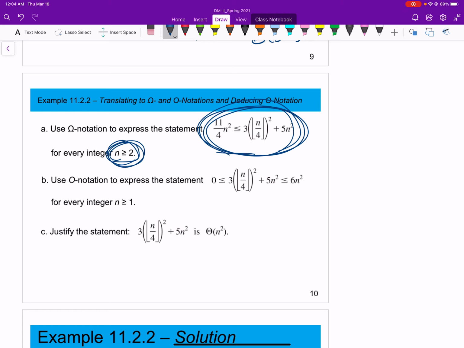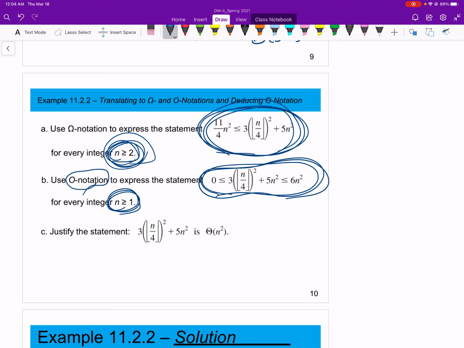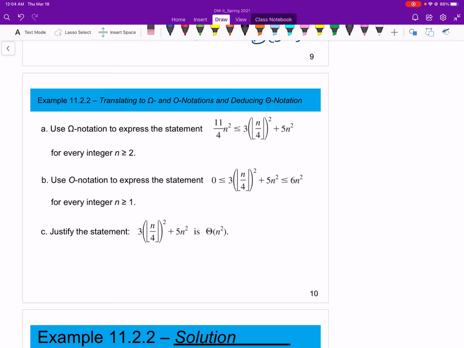So now you have to use the Omega notation to express the statement. In the next case, this is the statement given to you, the algebraic statement, and this is true when n is greater than or equal to 1. You have to use O notation to express that. And finally, you have to justify this is theta of n square. Okay, so these are the given parts. For the first case, you have to use omega, then big O, and finally theta.